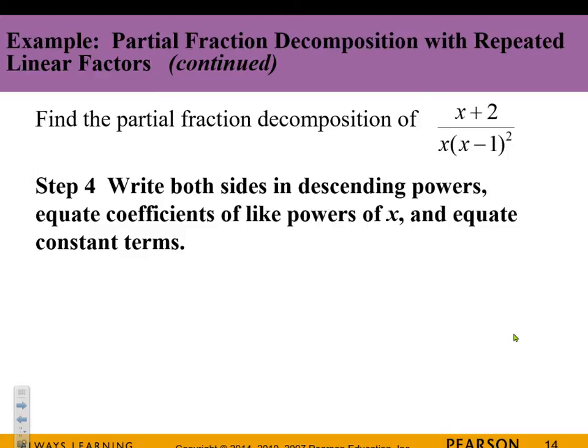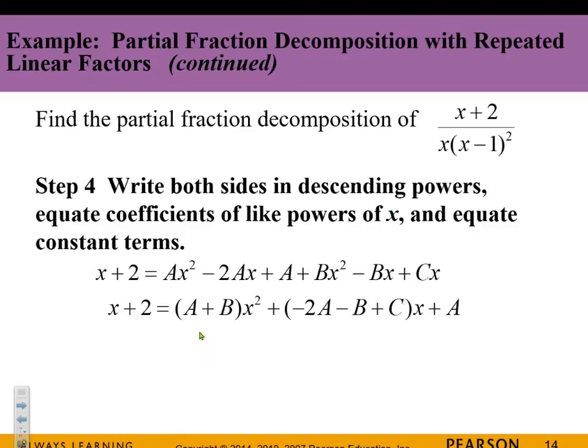So here's what we're gonna do at this point. We're gonna write everything in descending order, from the highest degree to the lowest degree. So ax squared and bx becomes a plus b x squared, plus the ones that had just an x in front of them, and then finally the constant at the end, which is just an a. And here's what we're gonna do with that.